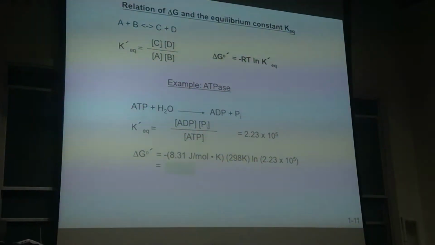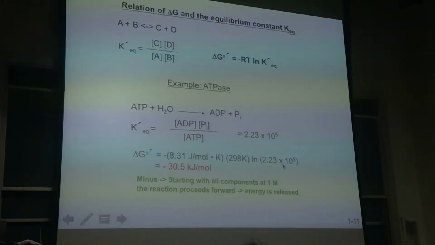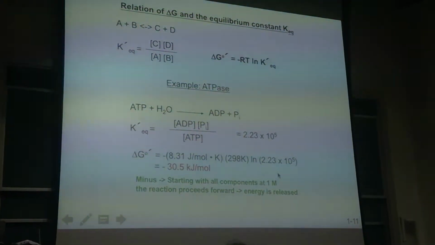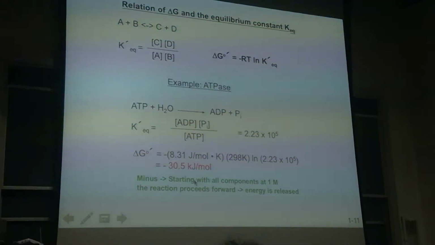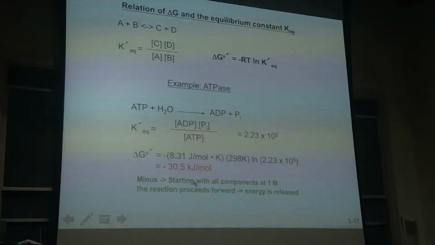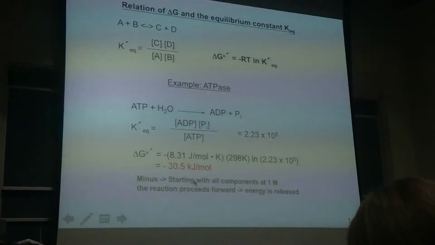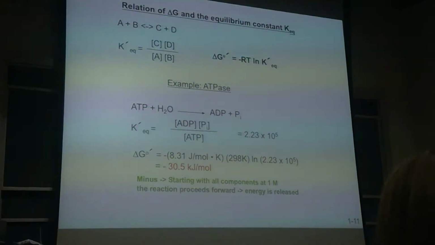Then what you do is you plug in your information. If you were solving for this, you would have R, which is a constant, and that's the constant value. You would have your temperature in Kelvin, 25 plus 273, and then the natural log of the K equilibrium constant, which is right there. And this is negative. So in this case, the reaction would be favored. And this is assuming, though, that the concentration of everything is at 1 molar.